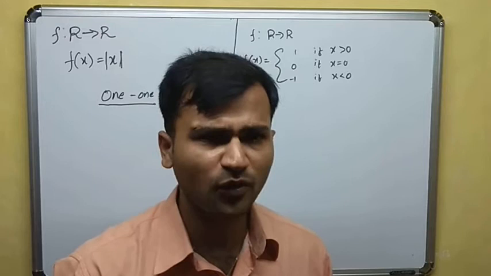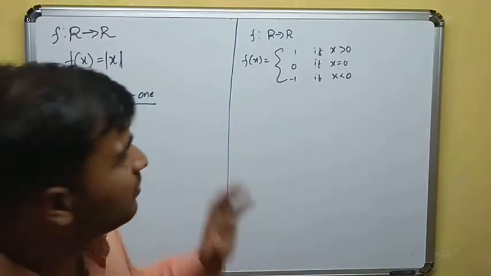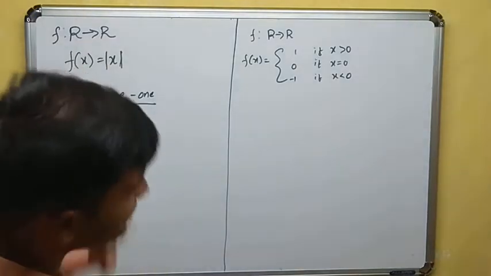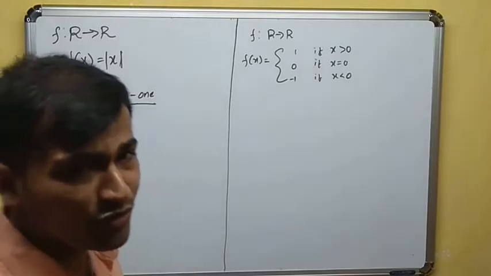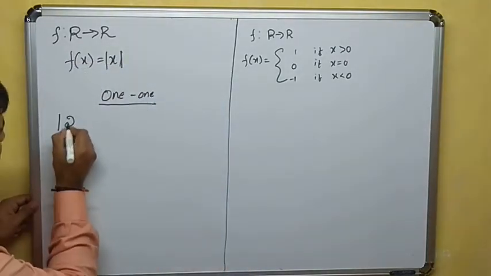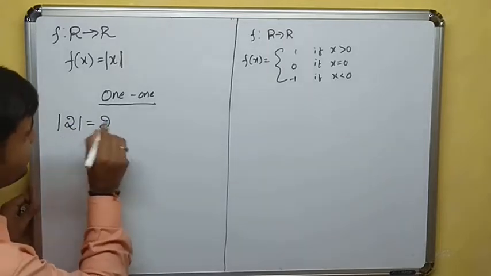But to disprove, any counterexample is enough. So better you give counterexamples for disproof. As you can see, f from R to R, f of x is equal to mod x. Already we know the definition of mod x. Suppose I write modulus of 2, which is equal to how much? Modulus of 2 is plus 2.